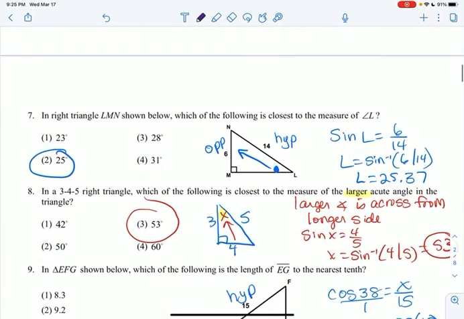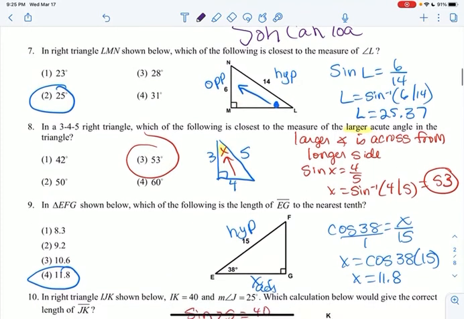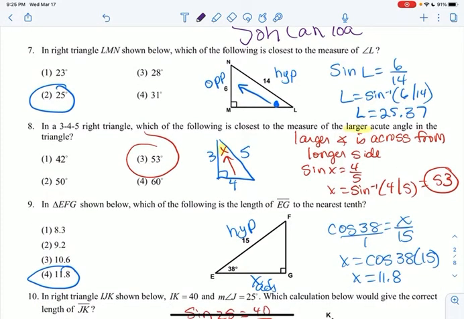7, I already had a picture, and I want to know what's the measure of angle L. So 6 is opposite, and 14 is hypotenuse, so I make sure that I use sine. Remember, you're going to write SOHCAHTOA across the top of your paper. So I'm doing sine of L equals 6/14. I don't have the angle, I'm trying to find the angle, and that's when I use that inverse button. So sine -1, 6 divided by 14 is 25.37. I have a 3, 4, 5 triangle.